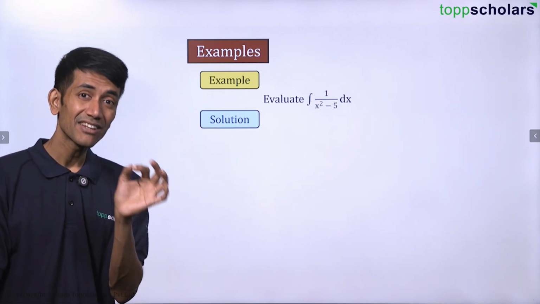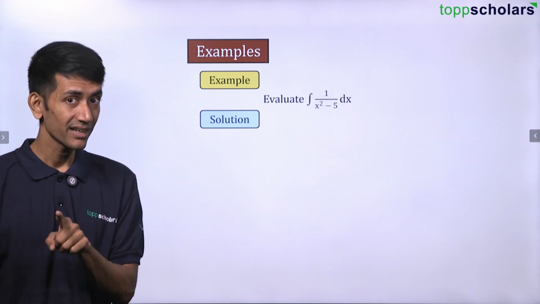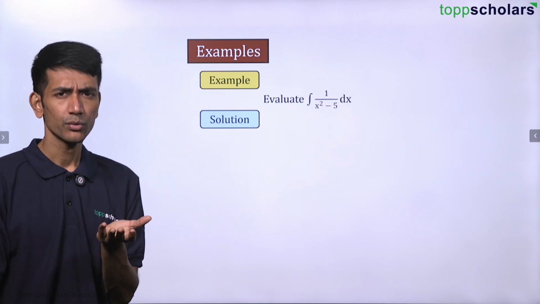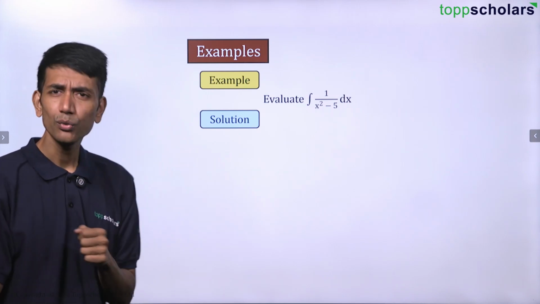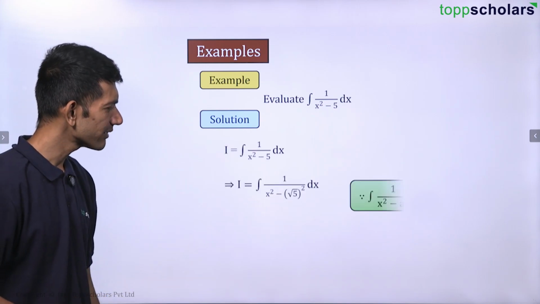It is 1 by x square minus a square. X square is already there. But 5 is not a perfect square. Doesn't matter. We can write it as root 5 the whole square. Right? Let's write it as root 5 the whole square. X square minus a square.